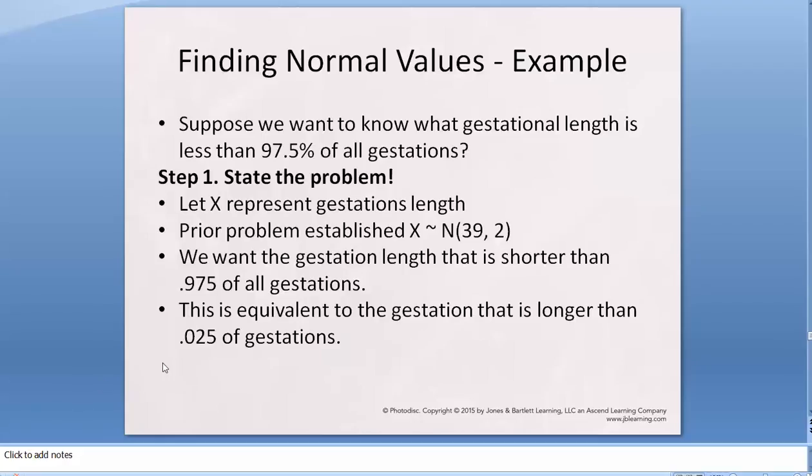Okay, so now suppose we want to know what gestational length is less than 97.5% of all the gestations. So you have x with mean 39, standard deviation 2. Then the 97.5th percentile we found was 1.96, right? And then in order to get that, let's see how this works.